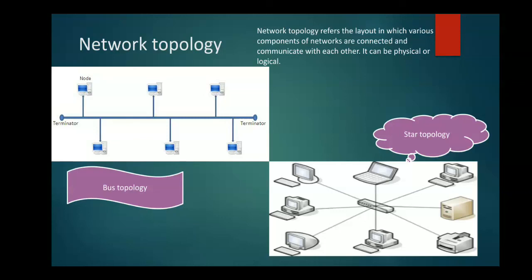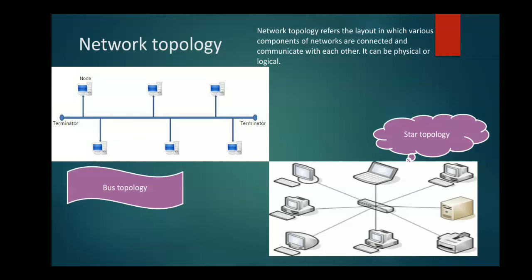Now we will see different types of network topology. First is the bus topology. This topology uses a single communication line or main cable to which all the nodes are directly connected. It can transmit data only in one direction. In this type of structure, one of the computers in the network acts as a server computer that provides data to all the clients.